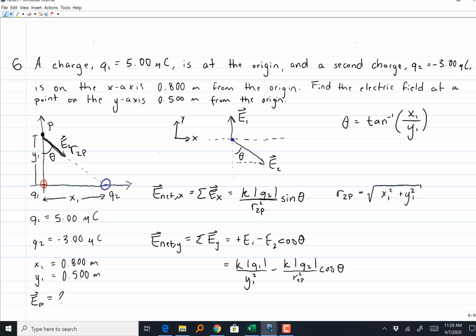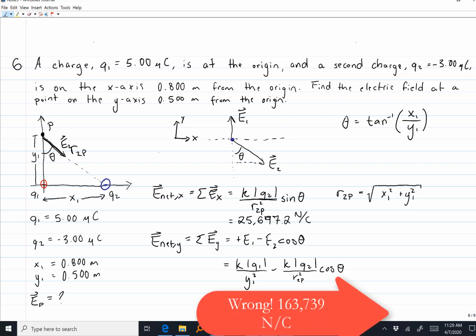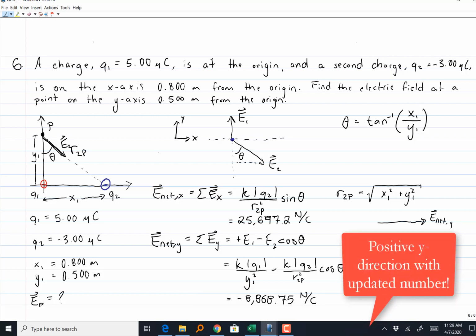Right, again, usually I would say hold off on doing any calculations until you get to the end, but it is useful to get a sense of what direction this net electric field will be pointing. So for the x direction, I ended up getting a value of 25,697.2 newtons per coulomb, and then in the y direction I got a value. And so that's telling me that I've got a net field that's pointing in the x direction and in the negative y direction.